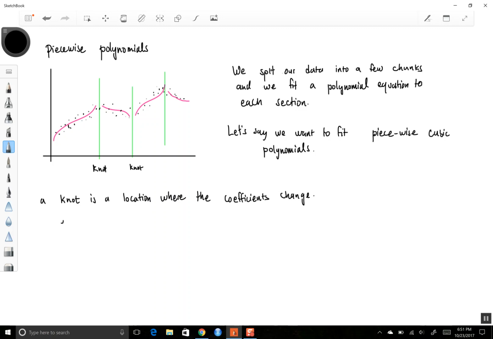Because each cubic function has the form y_i equals b0 plus b1 x_i plus b2 x_i squared plus b3 x_i cubed. So this is our cubic polynomial, and these might all be cubic, except the coefficients have changed.